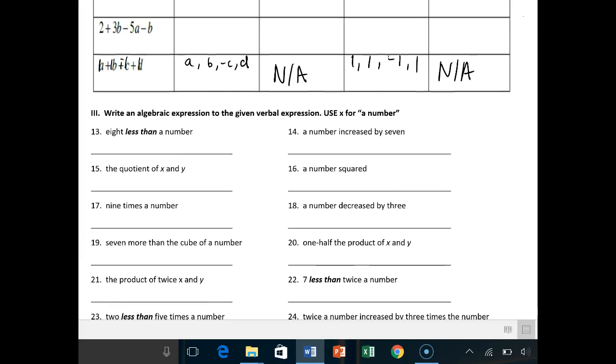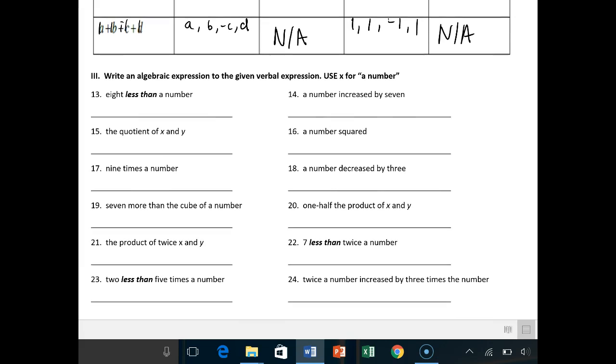Okay? All right, section 3. Write an algebraic expression to the given verbal expression. Use X for a number. Right, again, it's very important to have that keywords chart from notes 4.1 out, so this can help you out. So 8 less than, key term, a number. So we have X as our number minus 8.